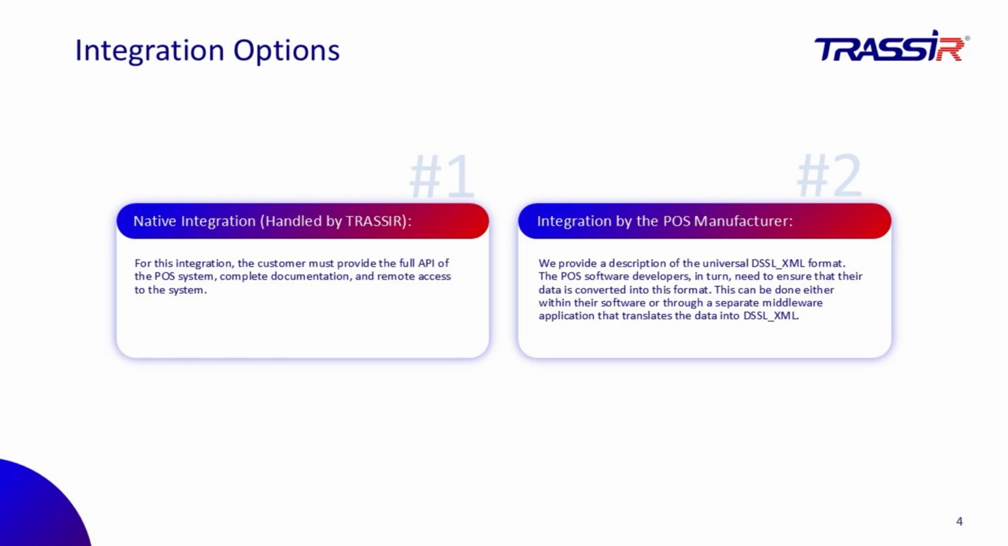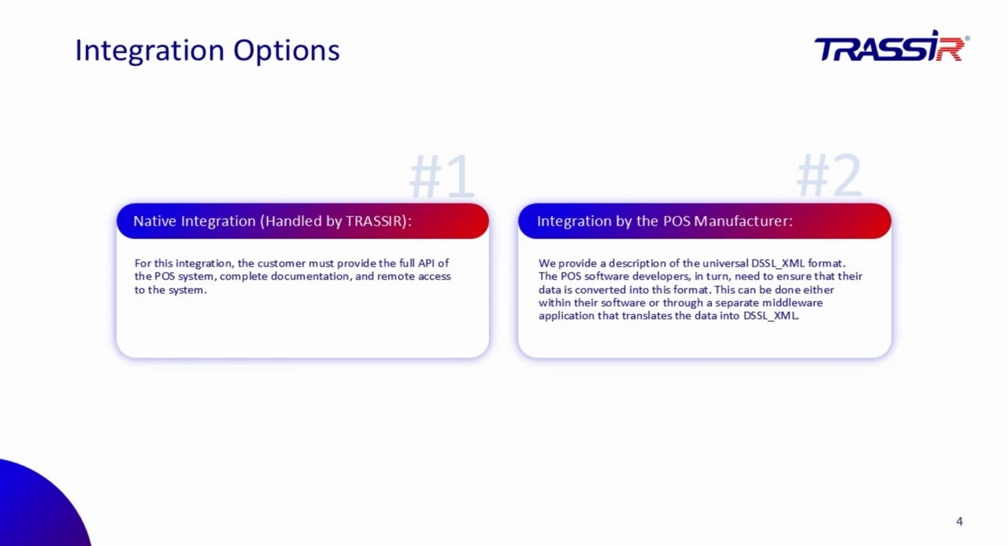The first option is native integration, done on the TRASSIR side. For this integration, the customer will need to provide us with the full API of the cash terminal system and all documentation, as well as provide remote access.